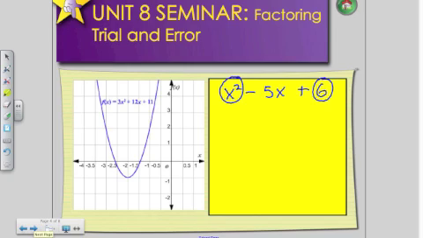So when you are doing this, you don't worry about positive or negative numbers. And whenever you're doing trial and error, the way you show your work, draw a big X in the middle.